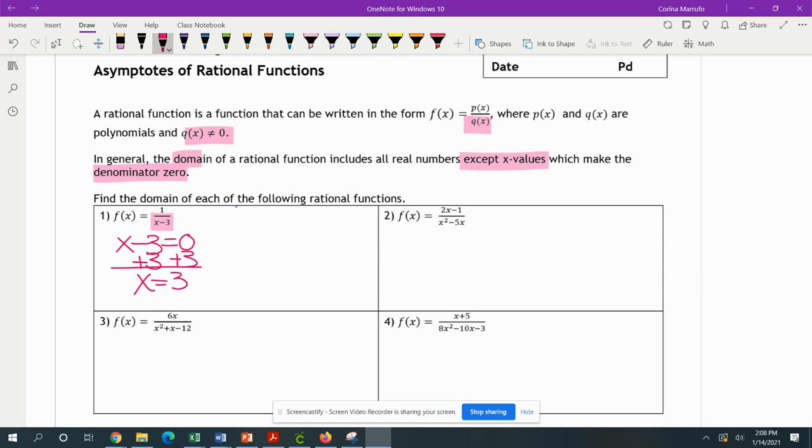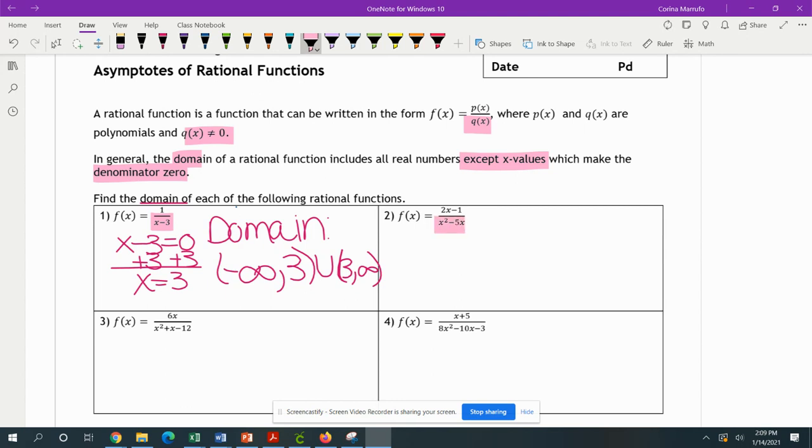So when we write our domain, that's what they're asking us for, is the domain. I'm going to go ahead and write it in interval notation. So it goes from negative infinity all the way up to 3, and it doesn't touch 3. So I'm going to put a little parenthesis, okay? And then I'm going to put a union. It'll continue at 3. Now it doesn't touch 3, but then it'll continue all the way to infinity. Okay, and that's it.